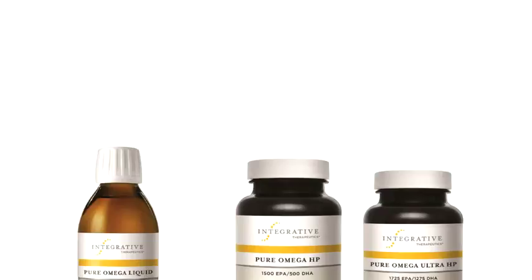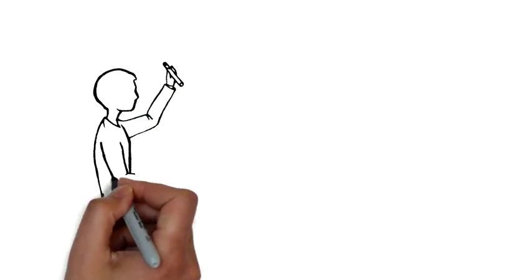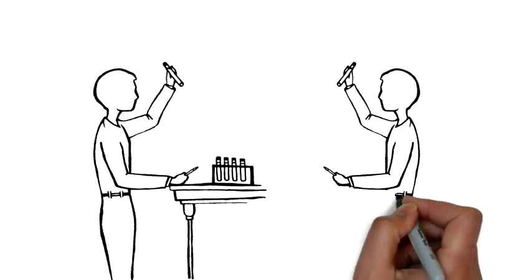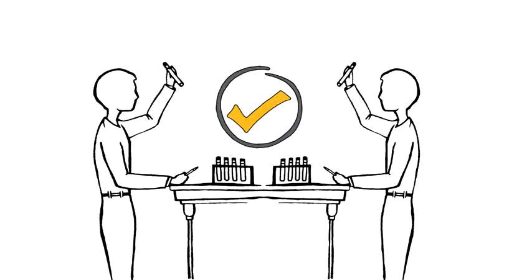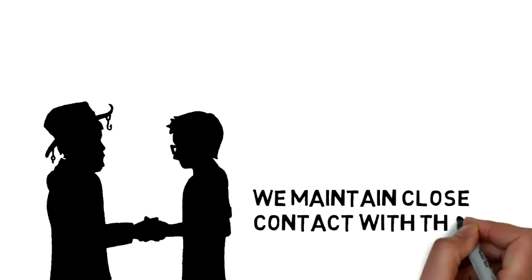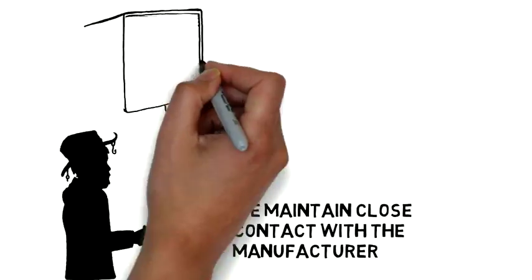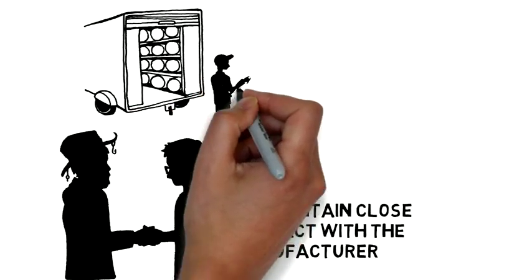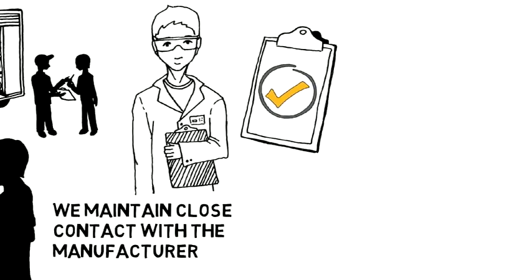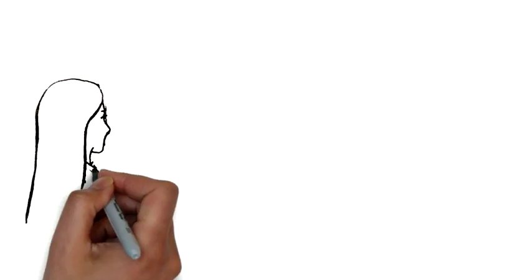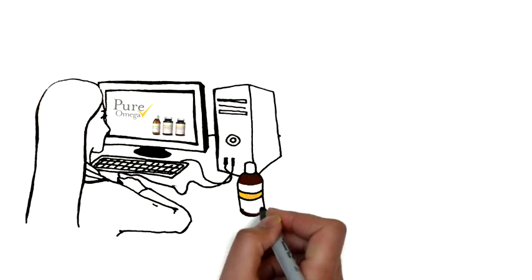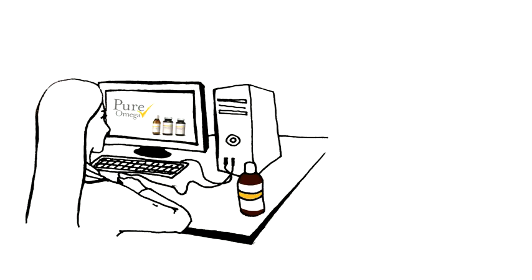We ensure this quality by putting our soft gels through the same rigorous testing as our liquid products, so you can be sure that they comply with all of our quality standards. We maintain close contact with the manufacturer throughout the process and audit the facility on a regular basis. Therefore, we have the utmost confidence that we are offering the highest quality omega-3 products in the market that withstand the rigor of our Pure Omega Check process, allowing you access to the results of every bottle.